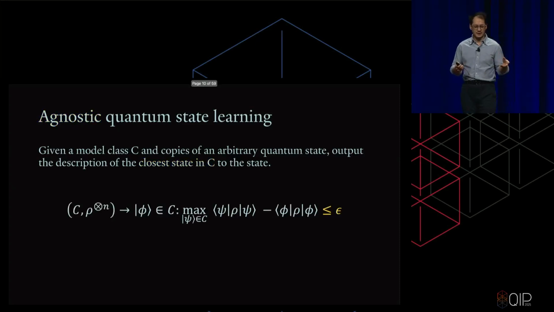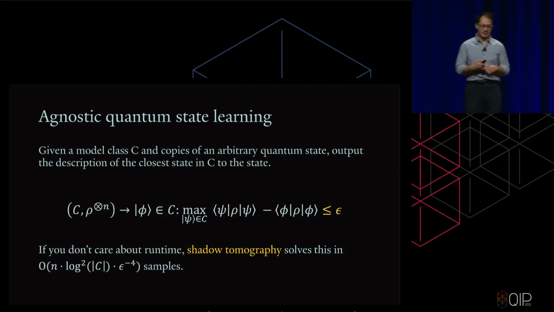We usually give ourselves a little bit of wiggle room. Here's an epsilon. So instead of having to output the exact state that is the best, we can output a state that's close to the best. Here I've also written that phi is in C. This is called proper learning. But you might also imagine you're allowed to output things that are not in C, which would be improper learning.